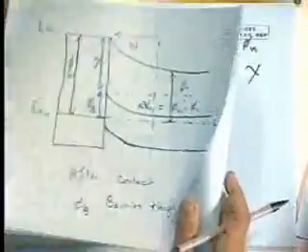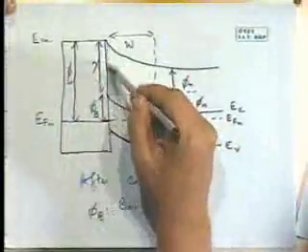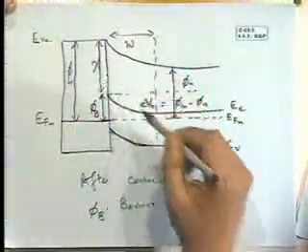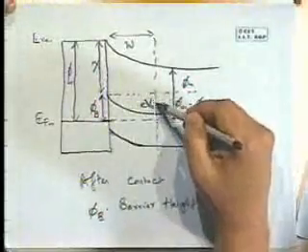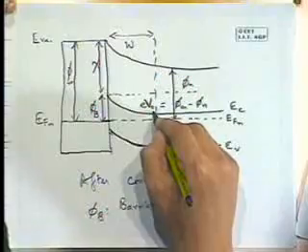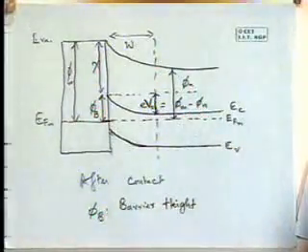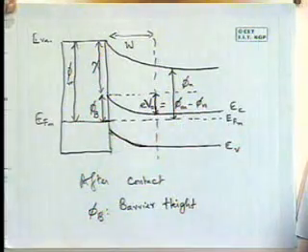Can you see that from the picture? Phi b is this distance, this one minus this, whereas EV naught is a smaller distance from this level to this level, which is simply phi m minus phi n.